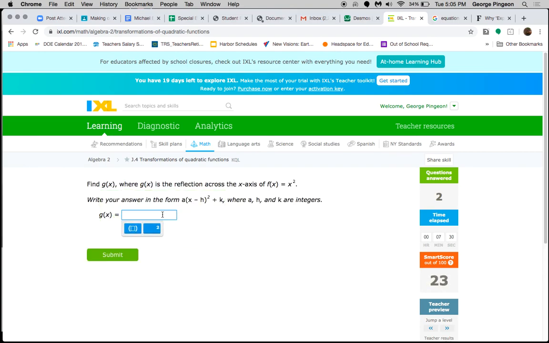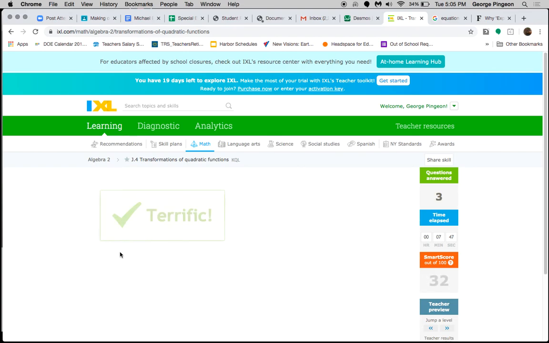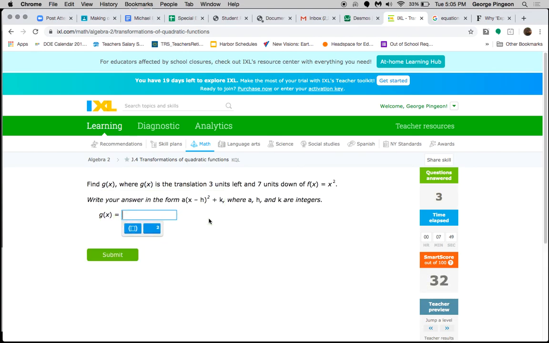Find g of x, where g of x is the reflection across the x-axis. So a reflection is going to change a, like we saw earlier. So a is going to be negative 1 times x minus 0 squared plus 0. All the rest stays the same.